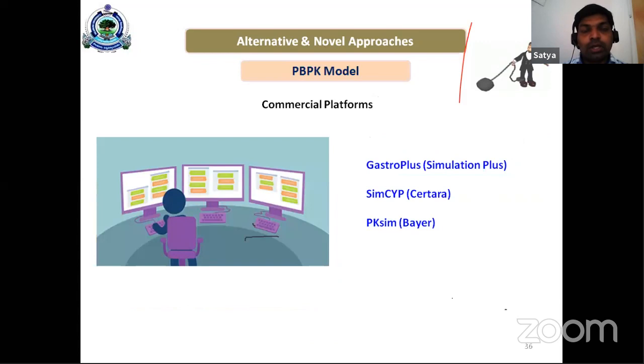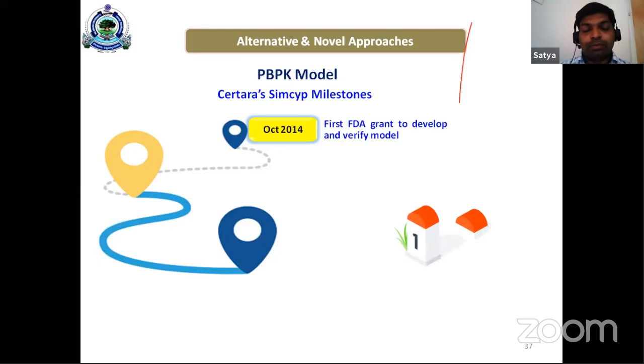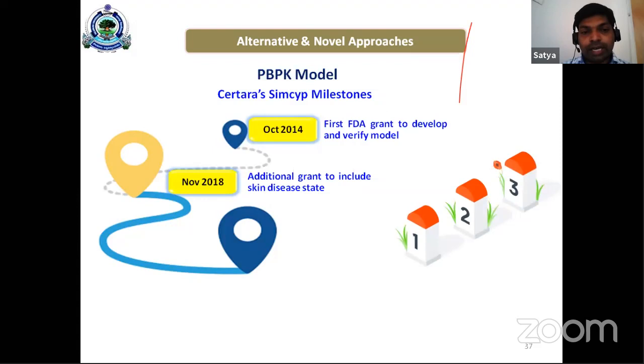They avoid unnecessary exposure of humans, I would say. In this, mainly three companies are working majorly: GastroPlus is one, Simcyp from Certara, and the third one would be PK-Sim from Bayer. These are the commercial platforms available currently. Major milestones I would highlight from Certara: in October 2014, the FDA first granted funding to develop the skin model for PBPK application. Then in November 2018, the additional grant included the skin disease state. This is a major achievement.